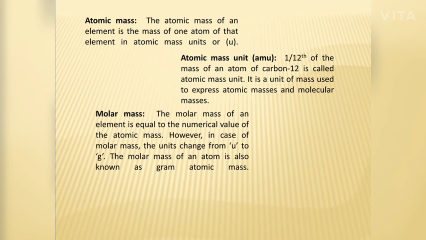Molar mass. The molar mass of an element is equal to the numerical value of the atomic mass. However, in case of molar mass, the unit changes from u to g. The molar mass of an atom is also known as gram atomic mass.